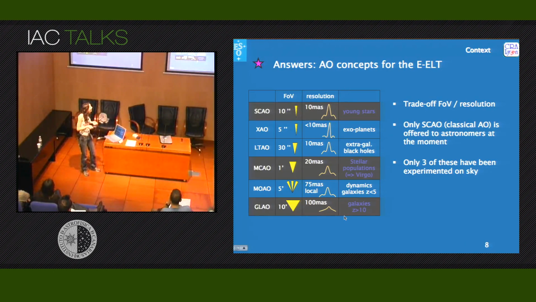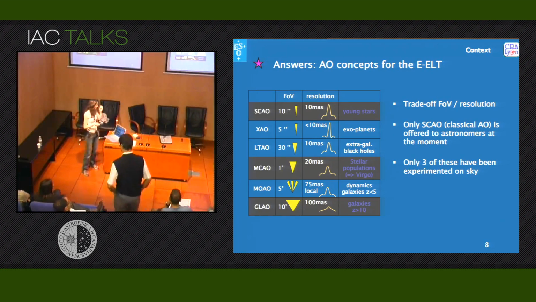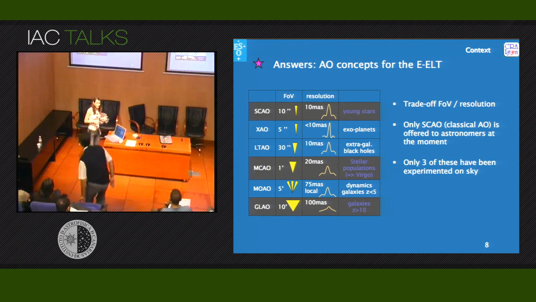So actually, at the moment, to astronomers, only single-conjugate AO, classical AO, is available. And only 2 others have been experimented on sky, which is MCAO, multi-conjugate adaptive optics with the demonstrator of ESO, MAD, and also ground layer AO, which has been also tested with MAD.